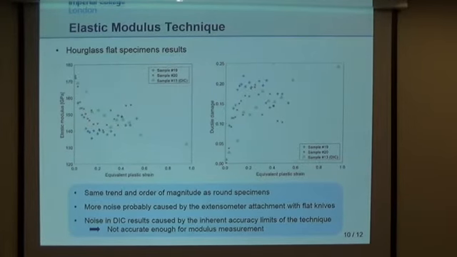I have to say that the last sample, these green triangles, corresponds to a sample that was measured using the DIC technique instead of the extensometer. Again, we can see that the trend the results follow is similar, and the order of magnitude is the same, but it's again noisy. While for the extensometer this noise could be reduced by improving the attachment system, with the DIC it would be difficult because this is the inherent noise that the DIC technique introduces, and therefore this technique is probably not accurate enough to measure modulus.